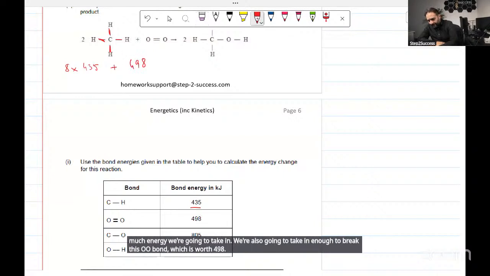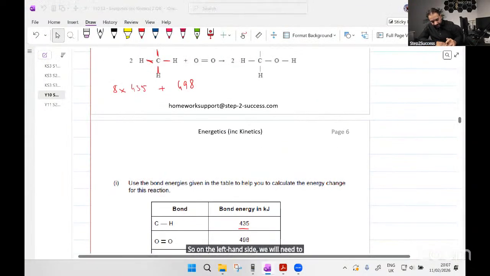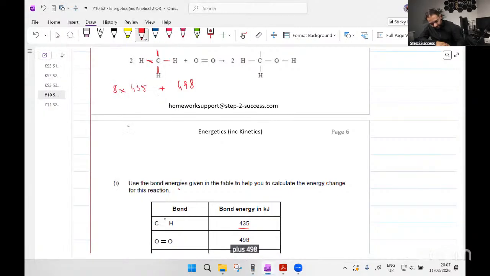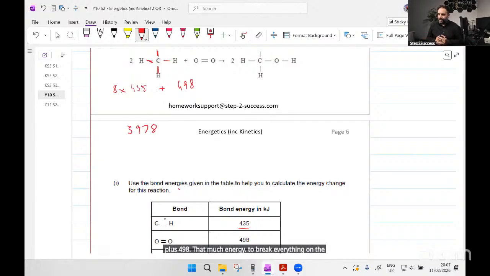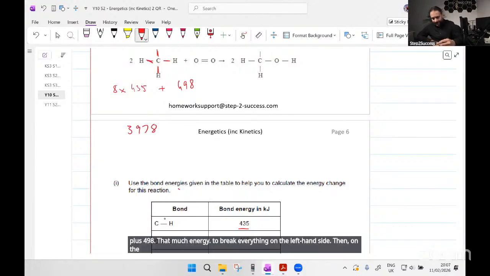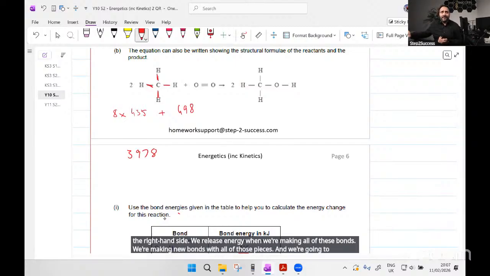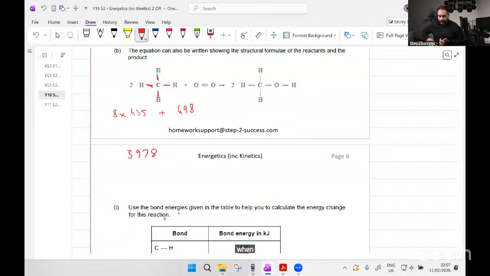So on the left-hand side, we will need to bring in 8 times 435 plus 498, that much energy to break everything on the left-hand side. Then, on the right-hand side, we release energy when we're making all of these bonds. So we're making new bonds with all of those pieces, and we're going to release energy when making those. Okay, so it's going to give out energy.